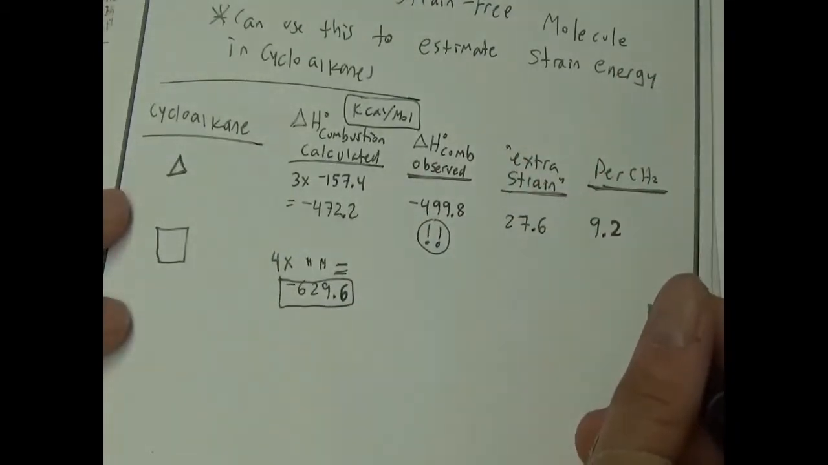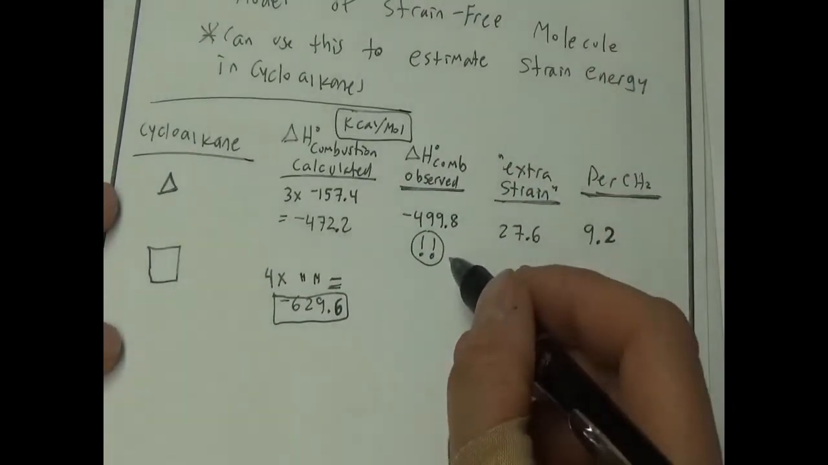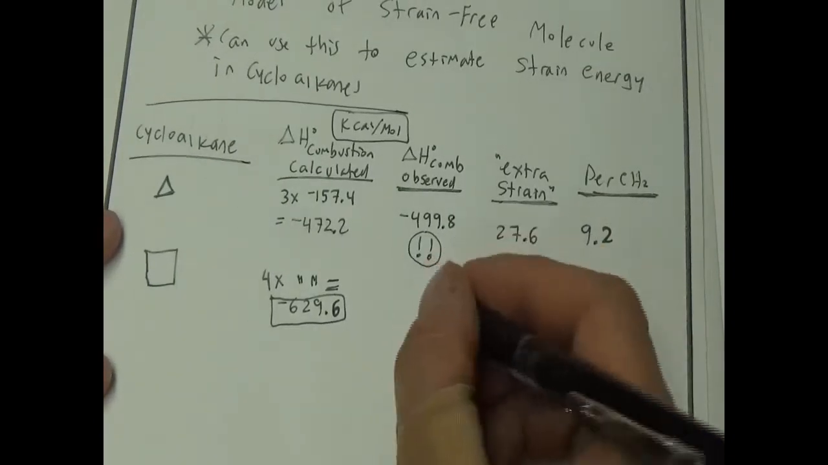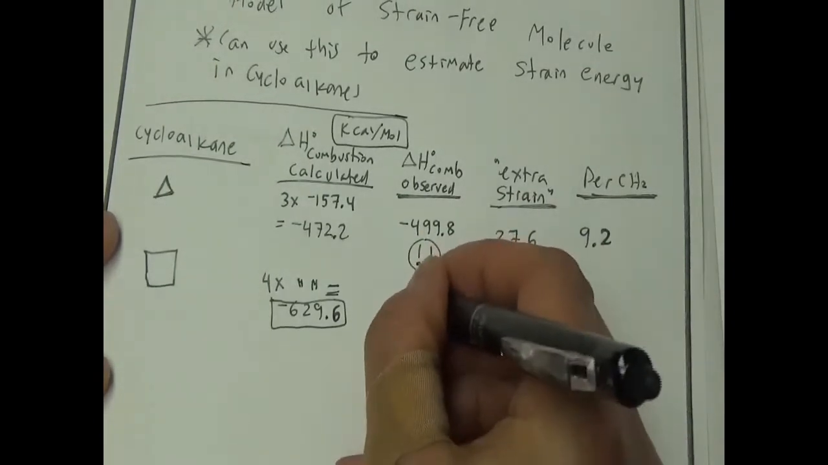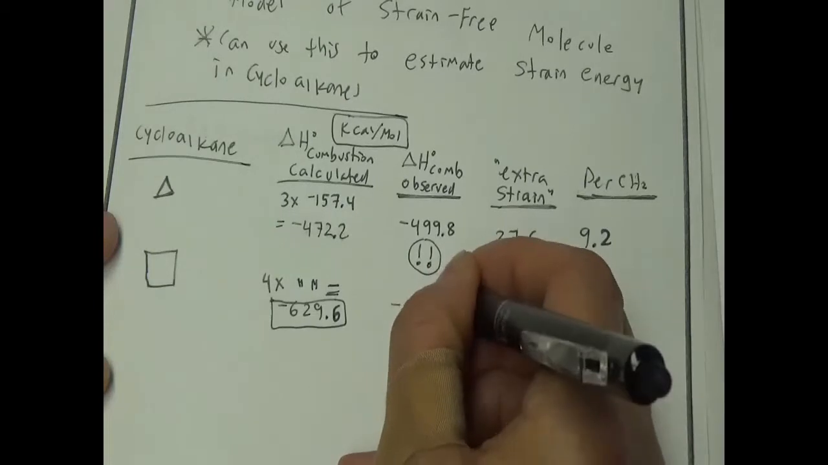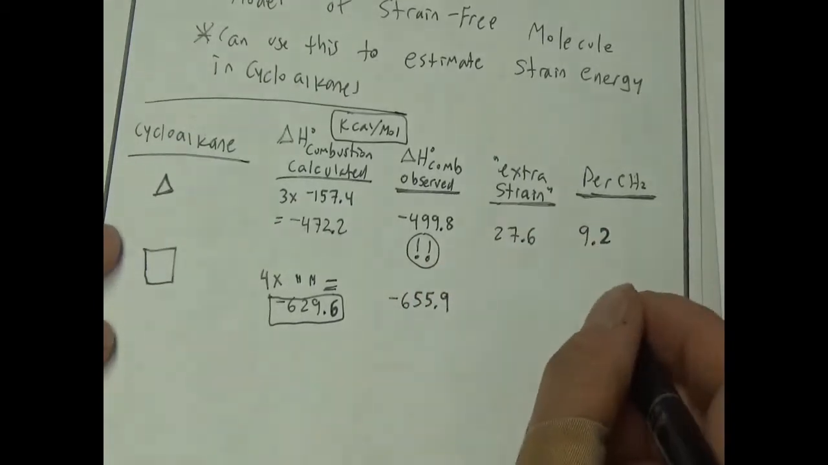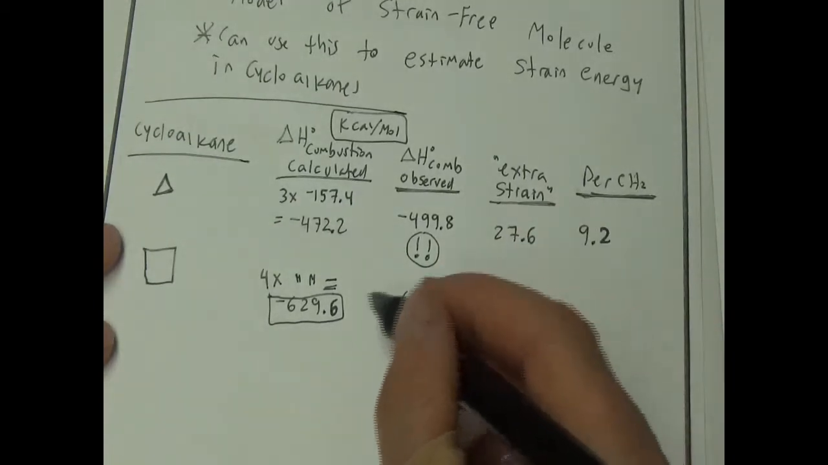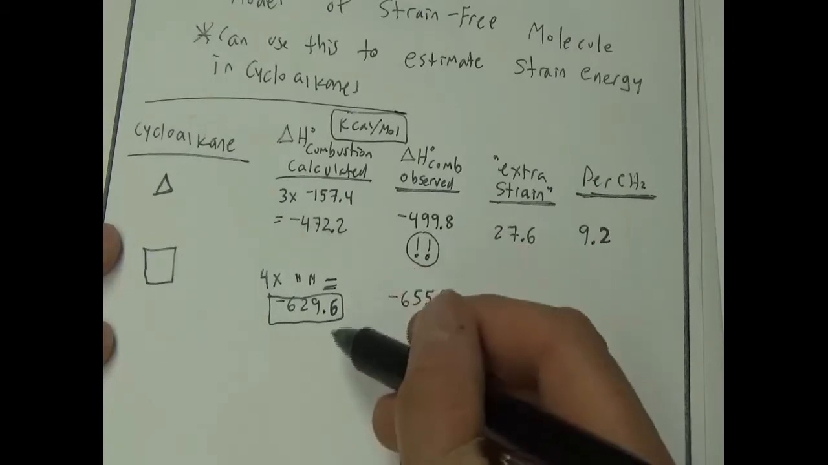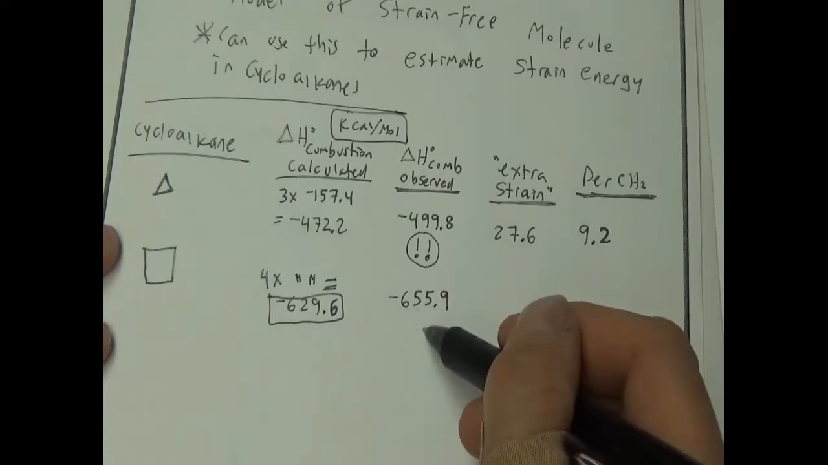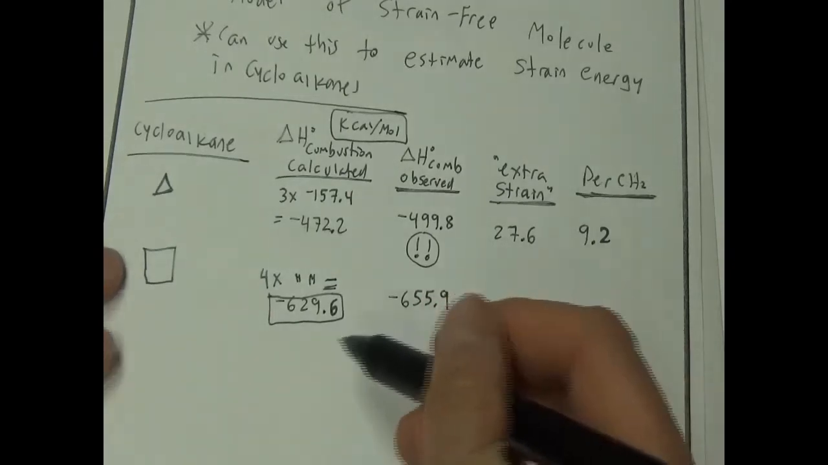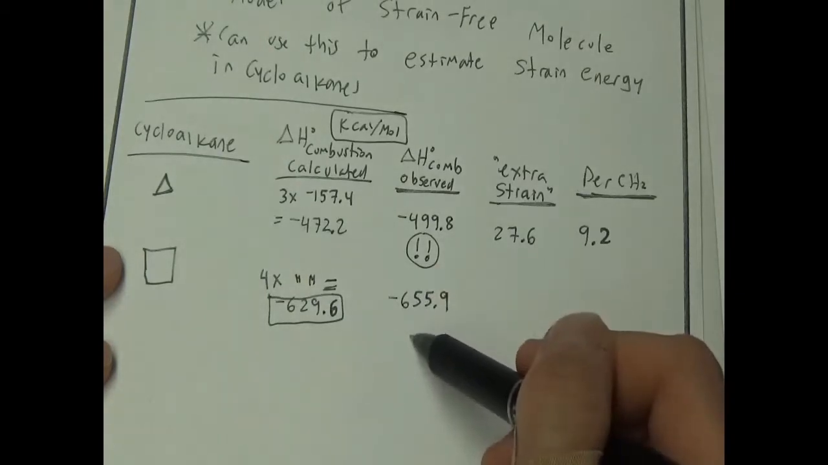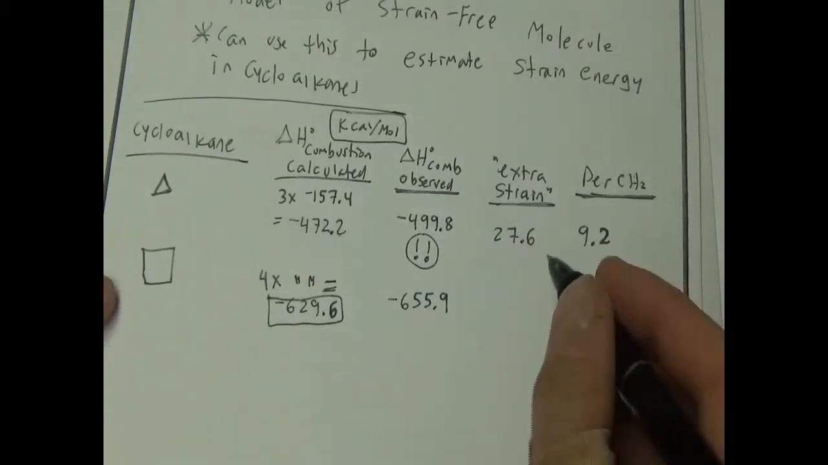Okay. So the observed, the experimental value is 655.9. And you can see it's also more energy than we would calculate. This is based on the magic number, which is like a strain-free molecule. So there's definitely more energy produced, so you can say cyclobutane has a little bit of strain in it. We take the difference, and it's 26.3.